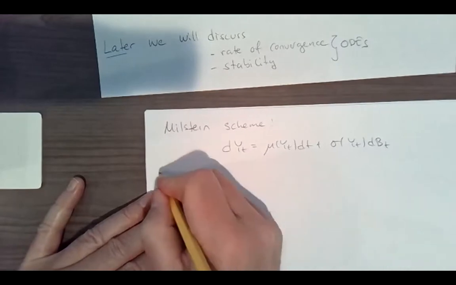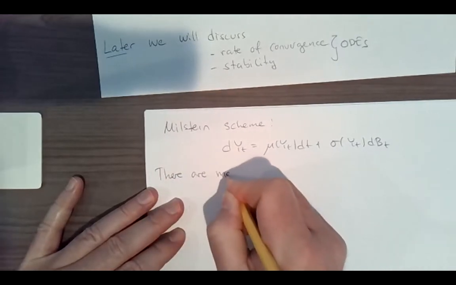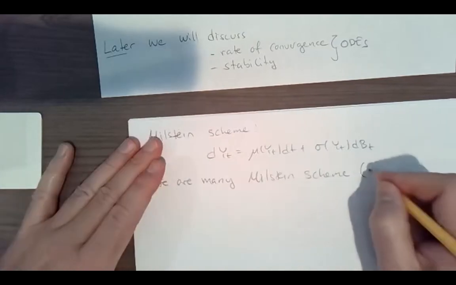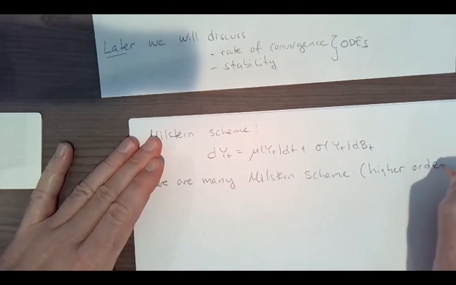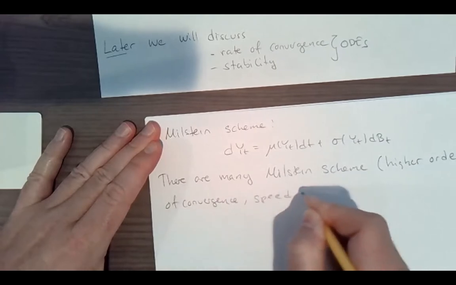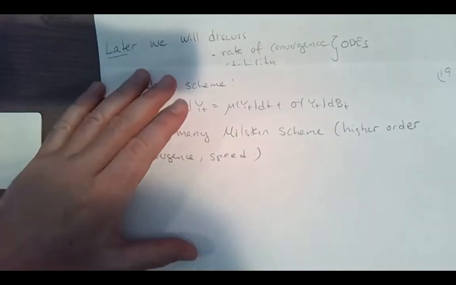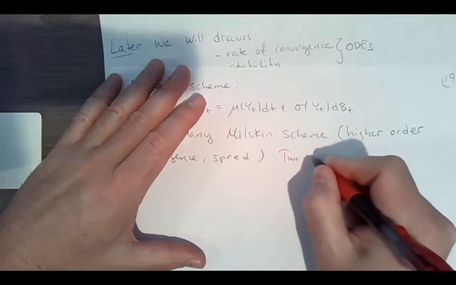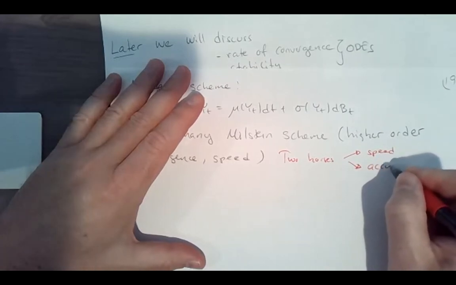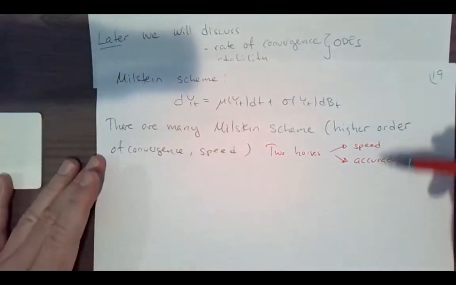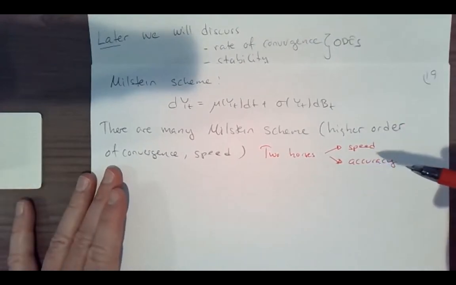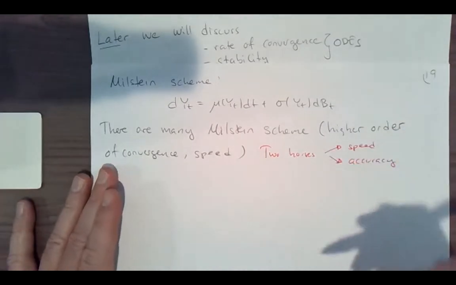Milstein says, so disclaimer, there are many Milstein schemes. And this is about a higher order of convergence. So this is speed. This is what we're talking about. There are always two horses. On one hand, you have speed, and on the other hand, you have accuracy. And typically, these two goals are in conflict with each other. To obtain something that is fast, you typically lose accuracy. You want to have something that's very accurate, you typically lose speed. So you have the two horses running in opposite directions.